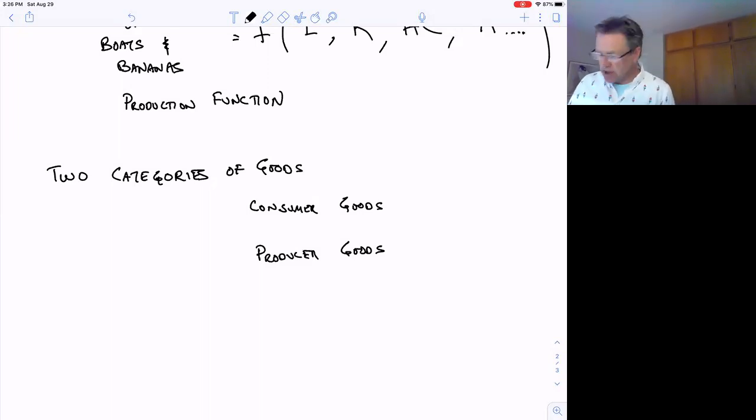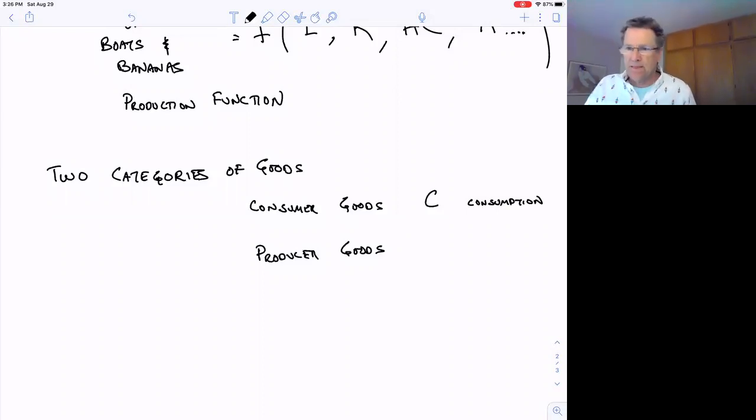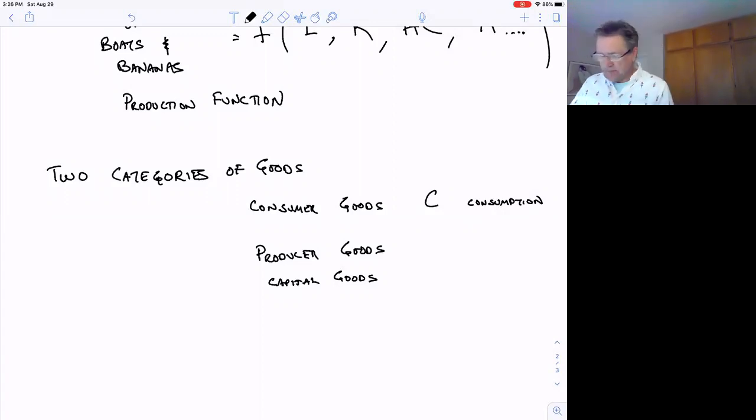The abbreviation for consumer goods is a big capital C, which stands for consumption. Producer goods are things that are produced for companies to buy so that they can make more goods, more consumer goods. These are also known as capital goods. So think of these producer goods and capital goods as like machines that would go into a business so their employees can be more productive in making things. The symbol for these producer goods or capital goods is capital I, which stands for investment.